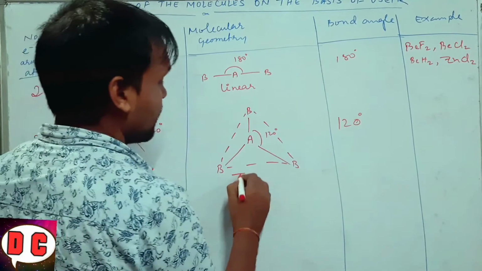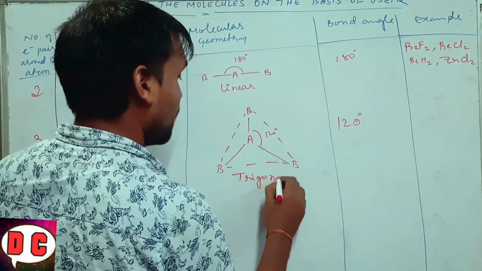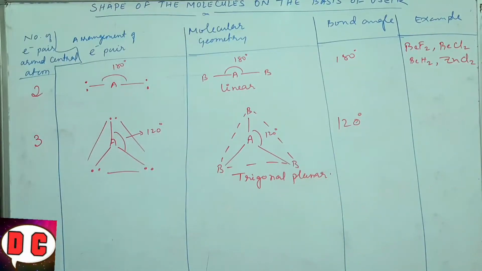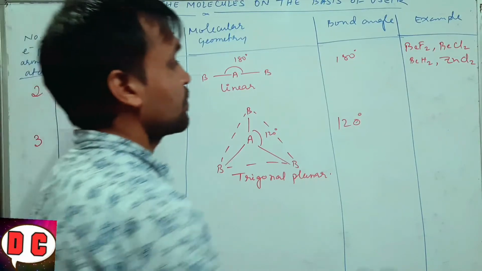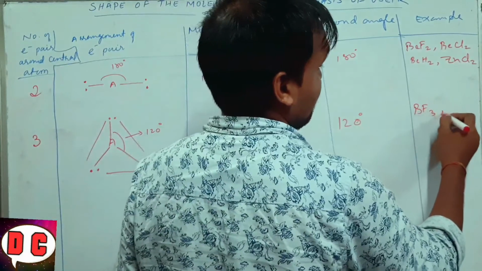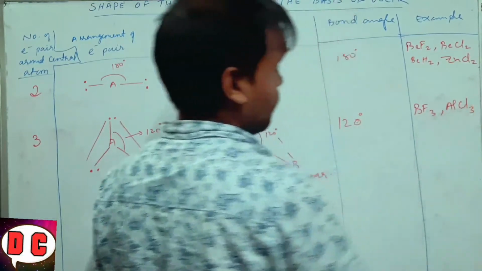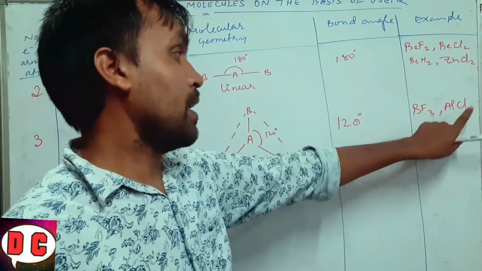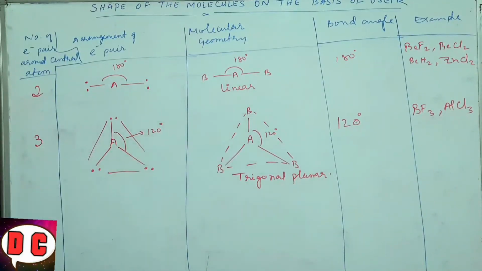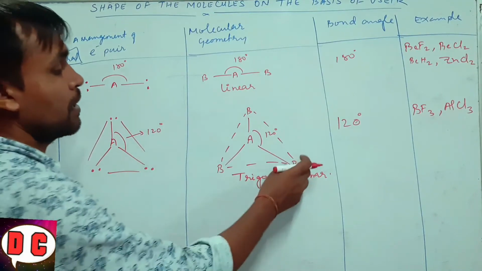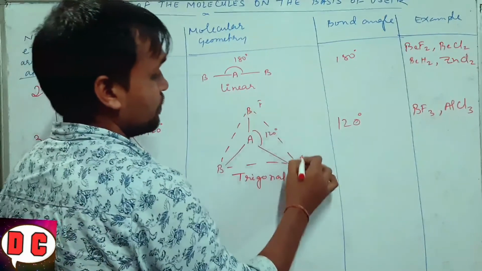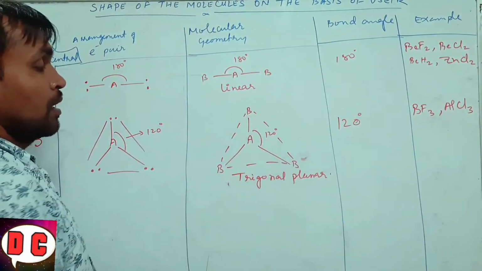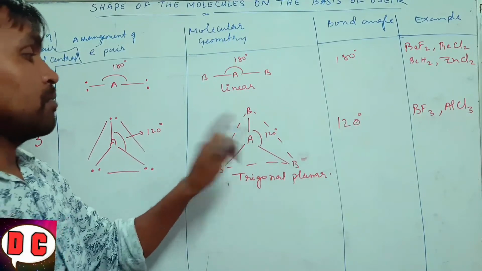It is called trigonal planar. And examples for trigonal planar are BF3 and AlCl3. So whenever you are asked in the exam, on the basis of VSEPR, to draw the shape of AlCl3, this is the shape. How will you draw it? Here you will place F, and here it will be done. A is the central atom and B is the surrounding atom.